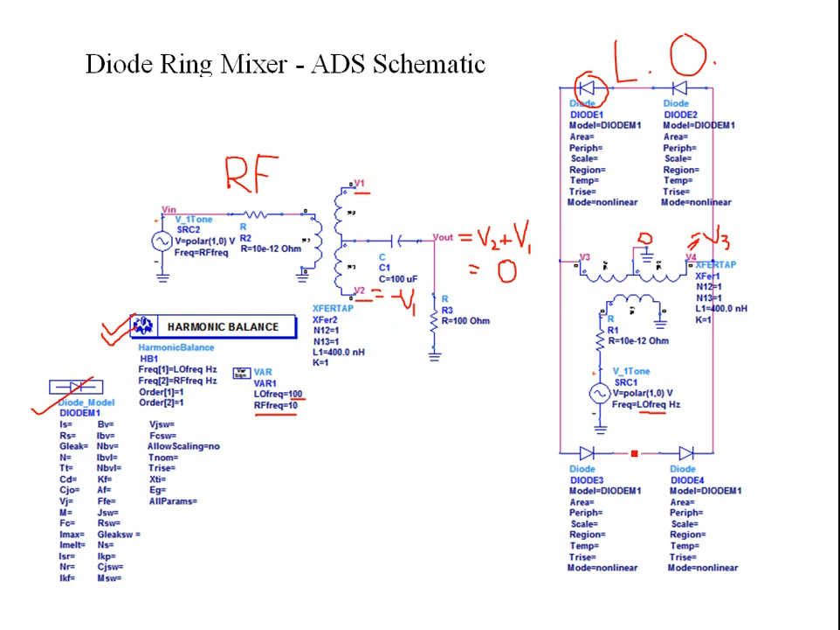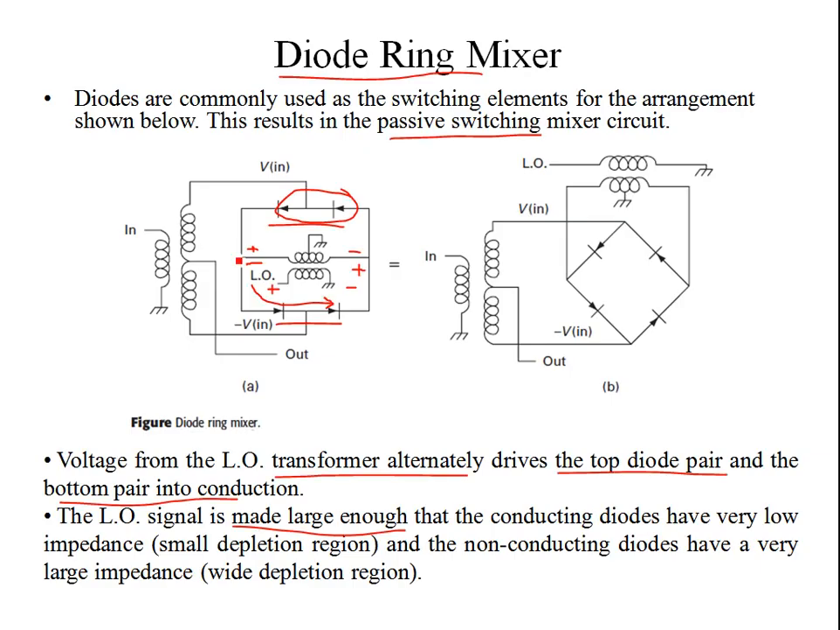Similarly, V2 is not connected. So what we have is a bifurcated circuit. So what we are looking at is two separate parts separately: the RF part, and the local oscillator part over here. This is the local oscillator part. So we have separated these two parts.